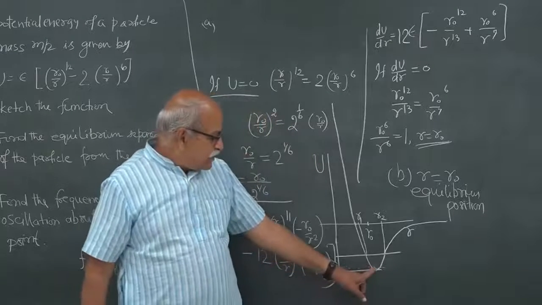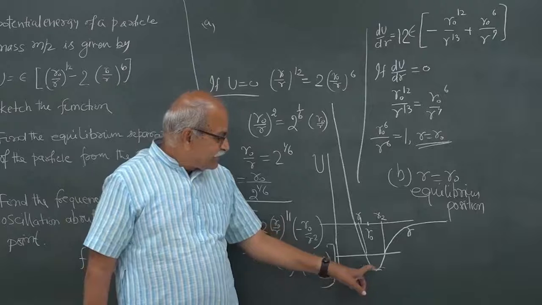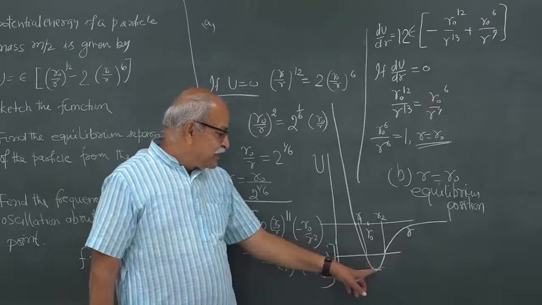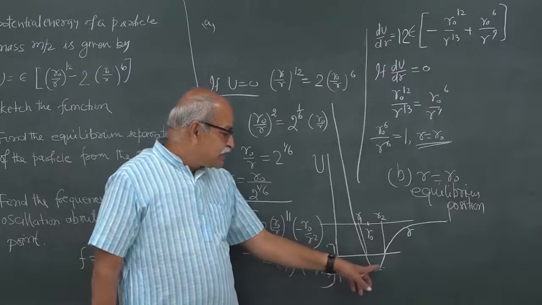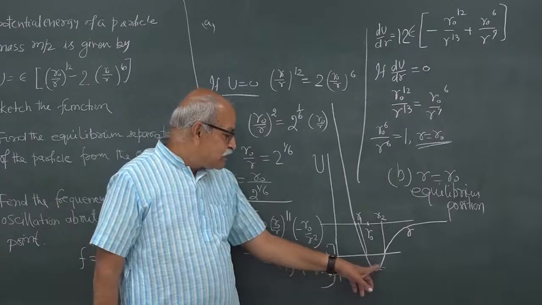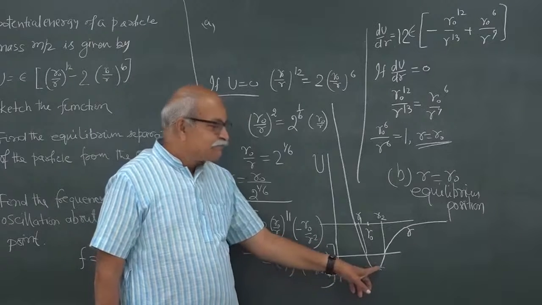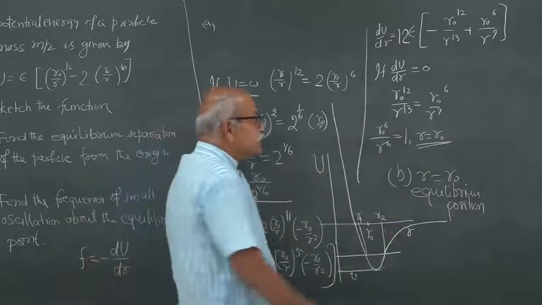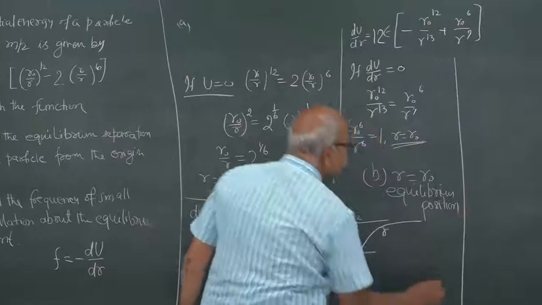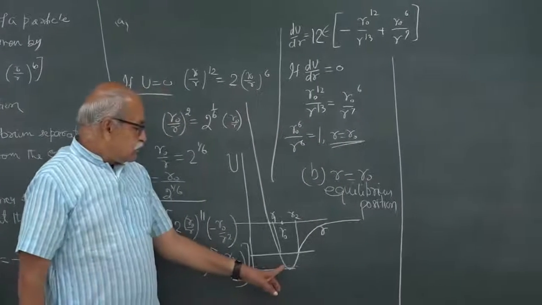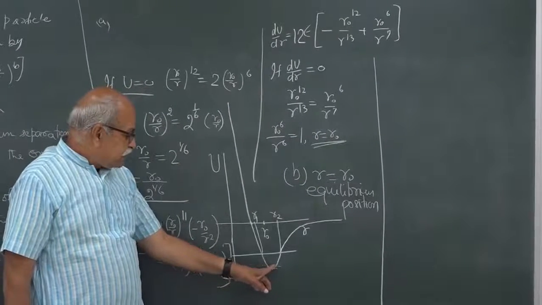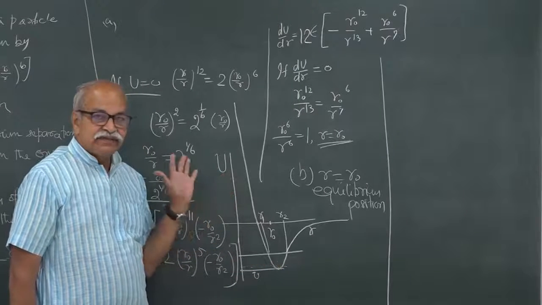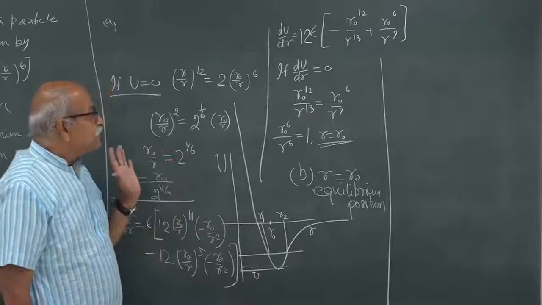So, somewhere here it goes in an oscillation, and if it is small, then this portion can be approximated to a parabolic curve, and then it will be SHM. And we will see, I have to do some calculations, I can perhaps do it here, that for small oscillations it can be treated as an SHM, and then we can get the frequency from the SHM equations. And how do I do that?